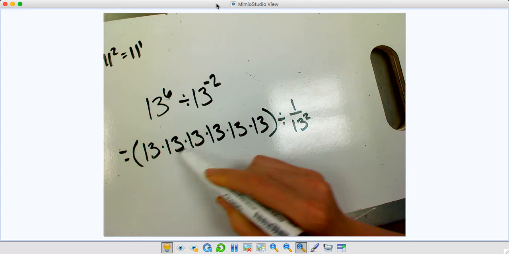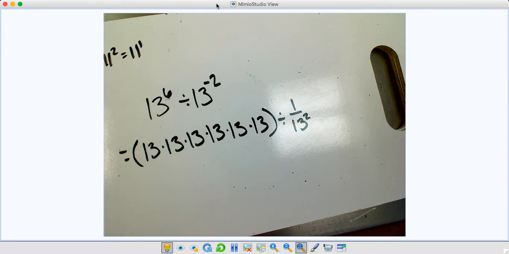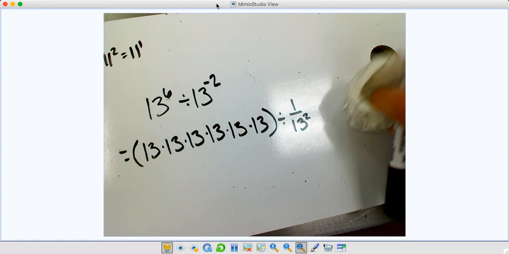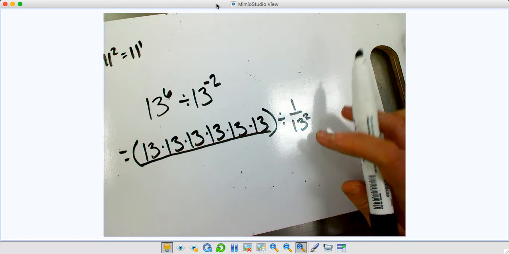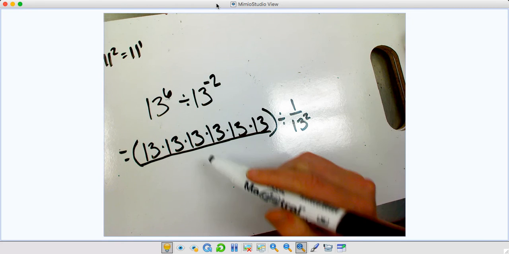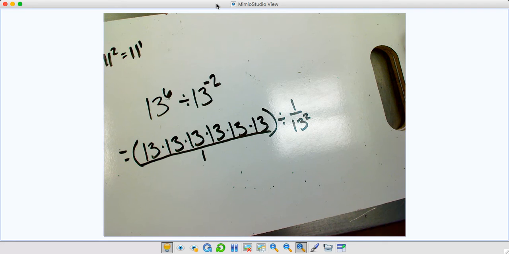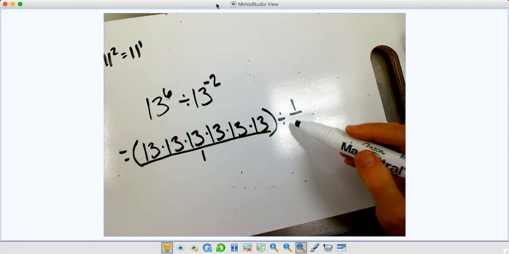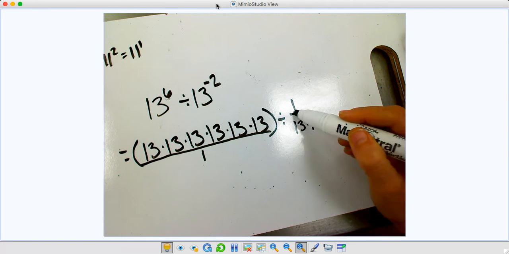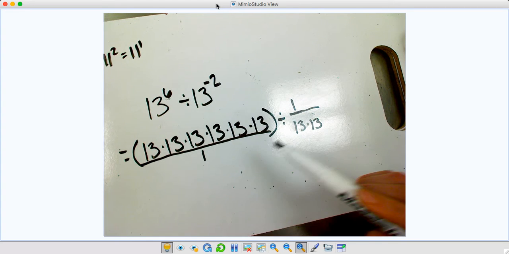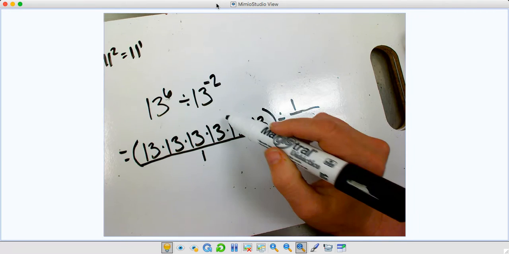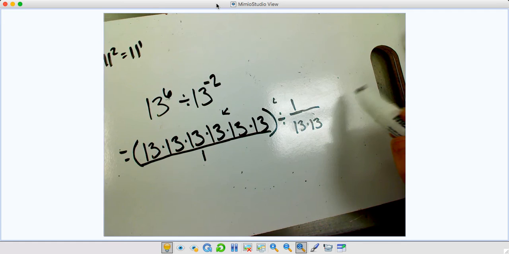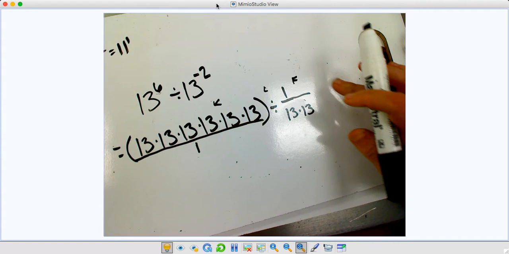So now we have 13 times 13 times 13 times 13 times 13 times 13, divided by 1 over 13 squared. Now, I know this is over 1. So if I'm going to divide this by that, I am going to use my keep, change, flip. So I want to put this also in expanded form so that everything's in the same form: 13 times 13. I have 13 times 13 times 13 times 13 times 13 times 13 over 1 divided by 1 over 13 times 13. Now, if I do division, I'm going to keep this, change my sign, and flip the second fraction. So let's do that.